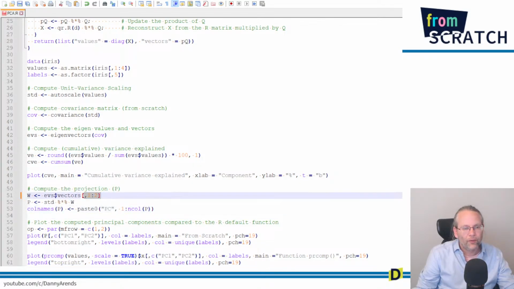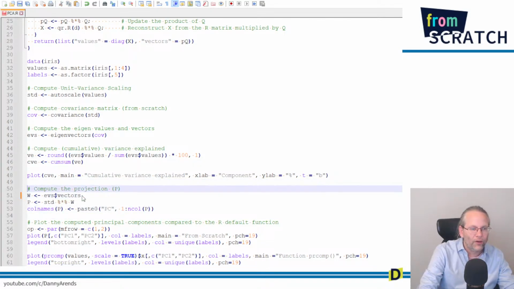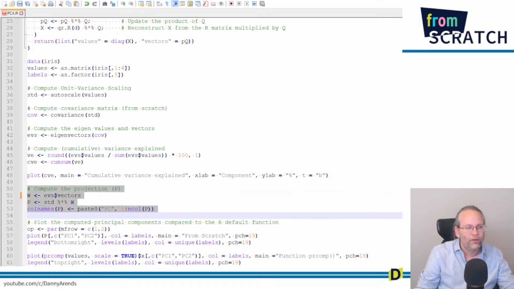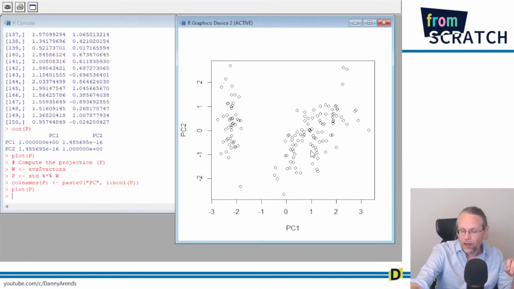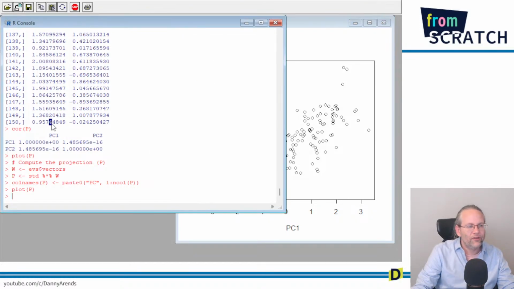But let's go back and take all of the eigenvectors to compute P, and then plot P, and we see that there's almost no difference. That is because the first 2 principal components already caught 95% of the data. I realize that you didn't see R. All right, so let's do it again, right?